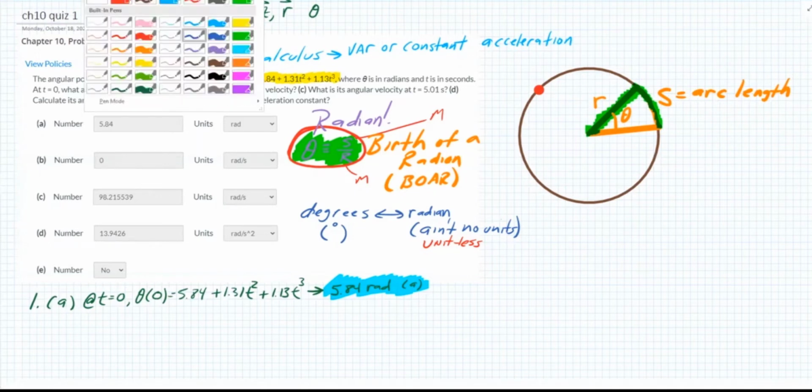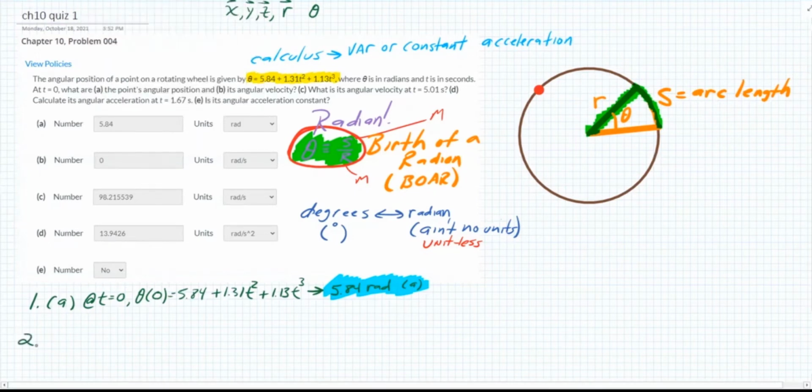This problem is almost identical, if not identical, to a problem we had on the first day of class, in regular old linear kinematics. At t equals 0. Well, I'll write this before I do that. Velocity is defined as d theta dt.